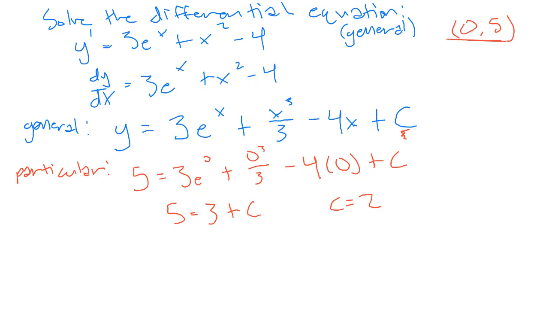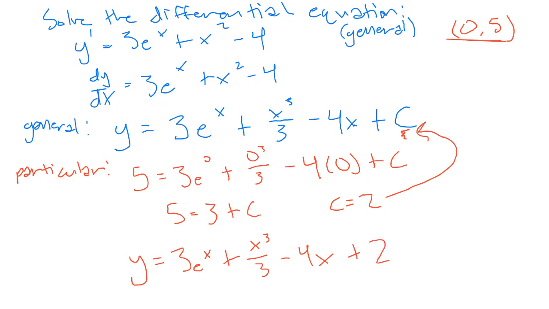Now that we have a value for c, we just plug it back into our general and get y equals 3e to the x plus x cubed over 3 minus 4x plus 2. And that is going to be our particular solution at 0, 5 for our differential equation.